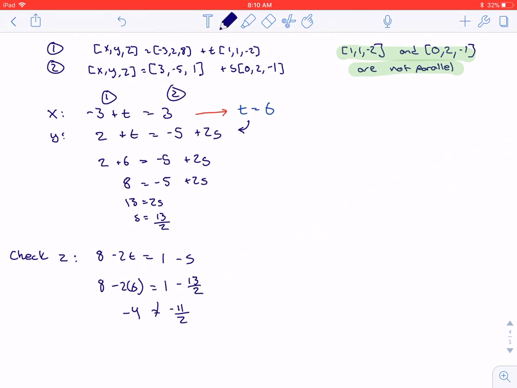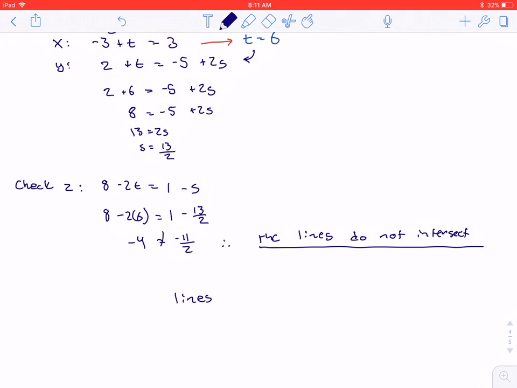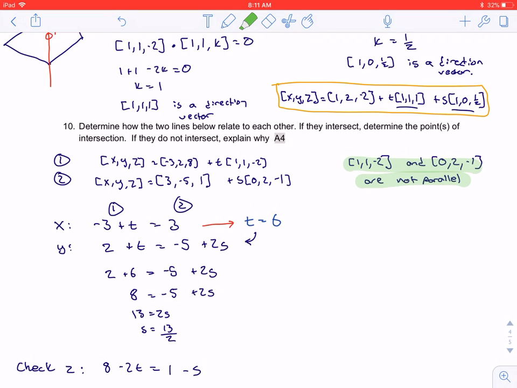Those are not equal, so we can then say, therefore, the lines do not intersect. Okay. And if the lines do not intersect, we can then say the lines are skew. Okay. And that's sort of where we've gotten with page 4. Okay. And that's sort of a sample test for this unit.